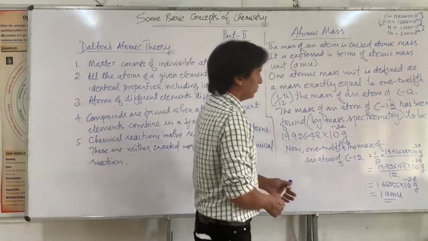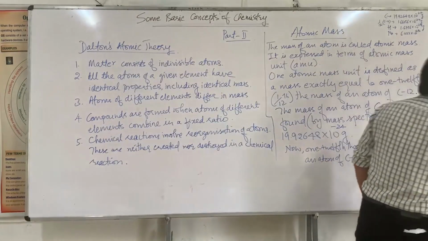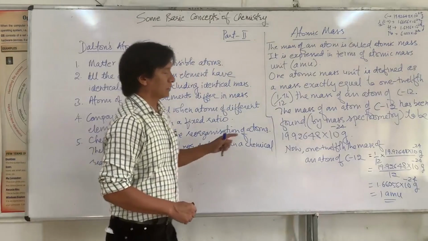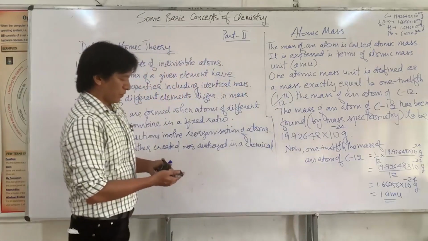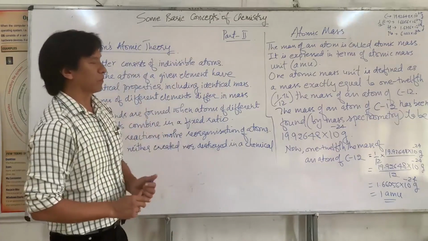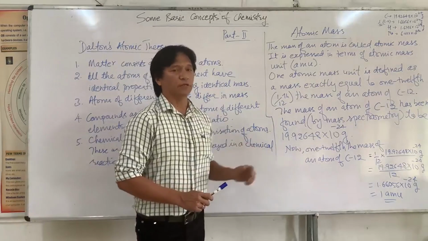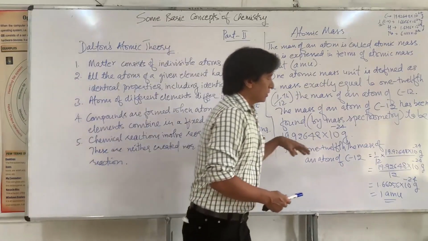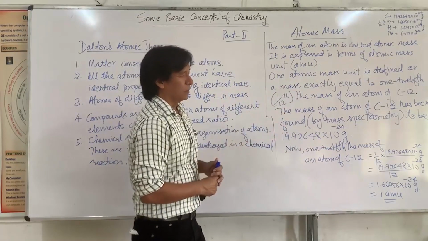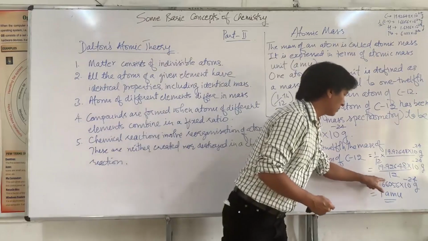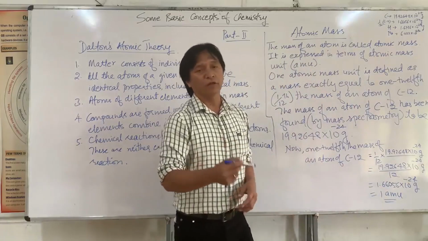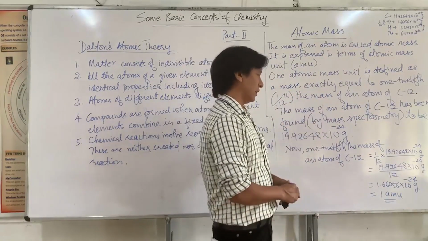So this 1 AMU, 1 atomic mass unit, is nothing but 1/12 the mass of an atom of carbon-12. Now the mass of an atom of any other element is relative to this standard. That is, the mass of an atom of any element when divided by 1/12 the mass of an atom of carbon-12 will give you the relative atomic mass of that element.